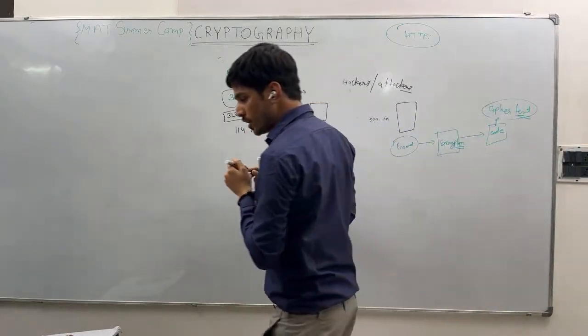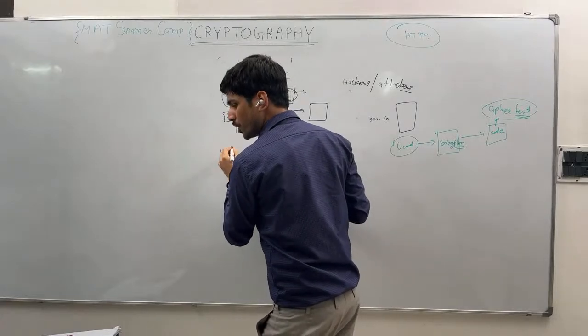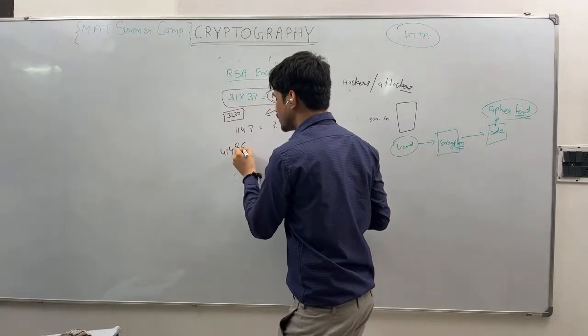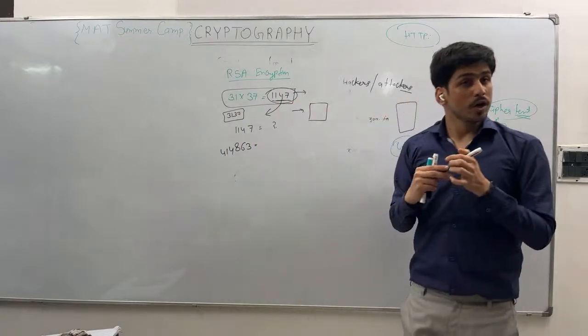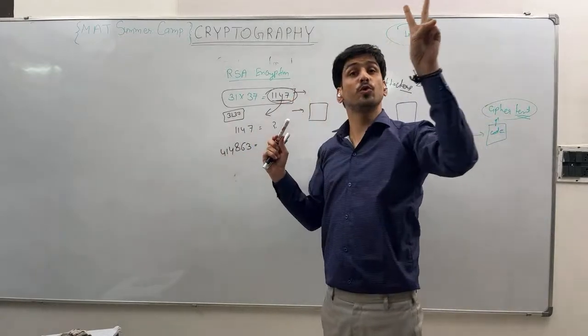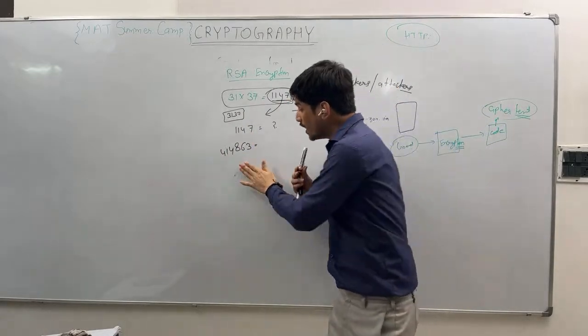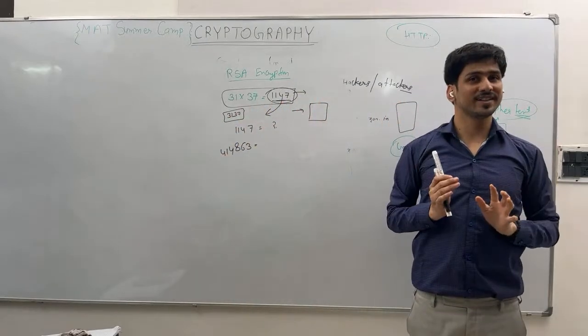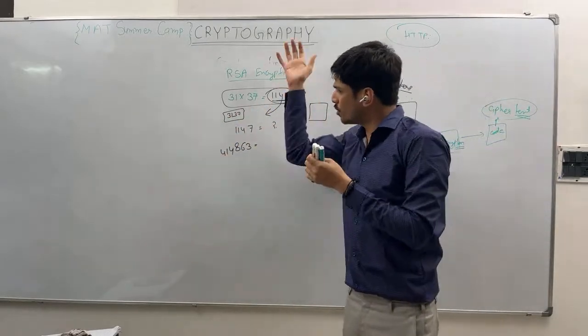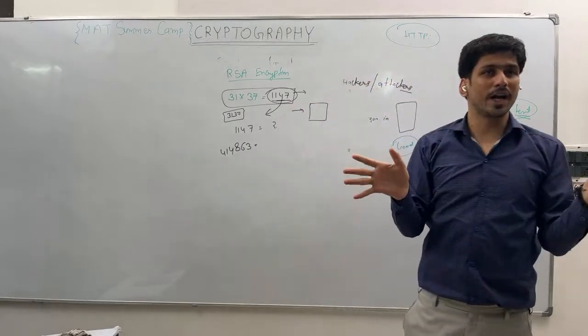This is just a small number. Let's see if I give you another number, let's say 414 863. Now this is nothing but the product of two prime numbers. Can you find those prime numbers? Very difficult, right? We are not going into that detail with RSA, I'm just giving you an idea.